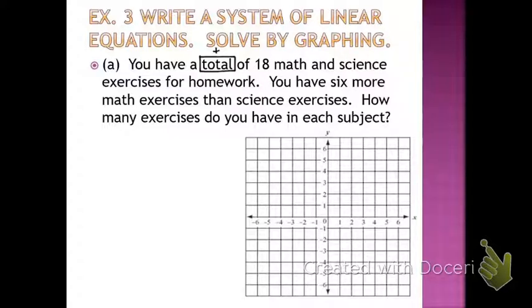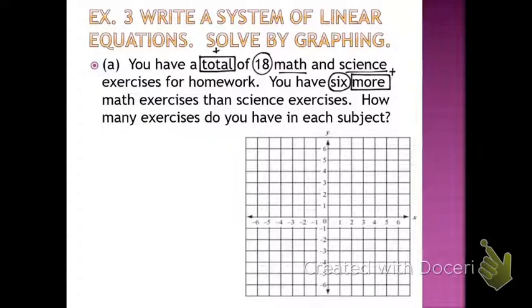So let's keep reading. You have a total of 18. Of course, anytime we see a number, we're going to circle it because it's important. A total of 18 math and science exercises for homework. It looks like math and science exercises is going to be the thing that we're talking about in this problem. But let's keep reading. It says you have 6 more. So there's another number. And there's another math word. When you see the word more or more than, what operation do you think of? Plus again. If I have 6 more than something, I'm going to be adding 6 to something.